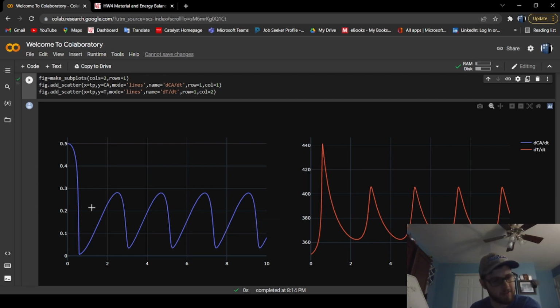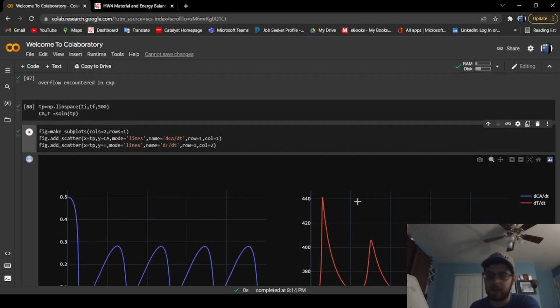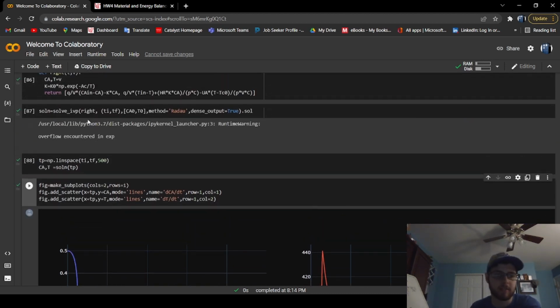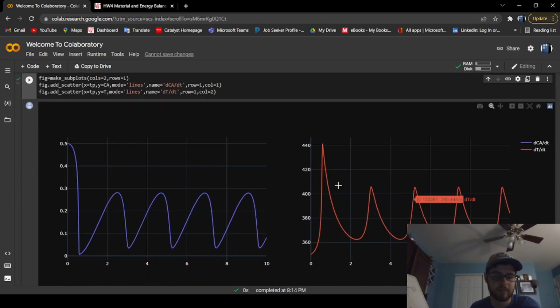I'm not sure why this is all wavy, but it's not supposed to make sense, and that's also why there's an overflow encountered, because this is what happens. So yeah, that is what happens when you mess with exothermic reactions and don't know what you're doing.